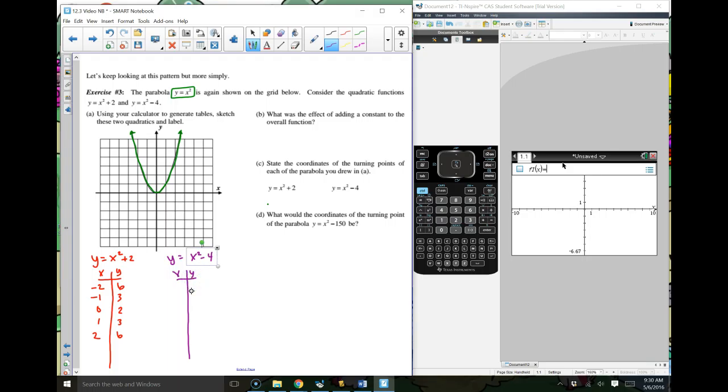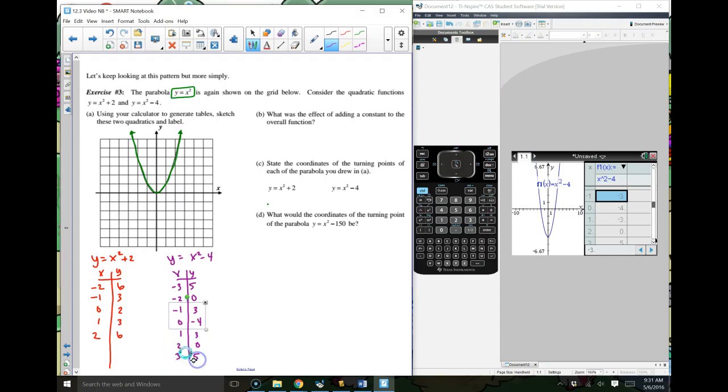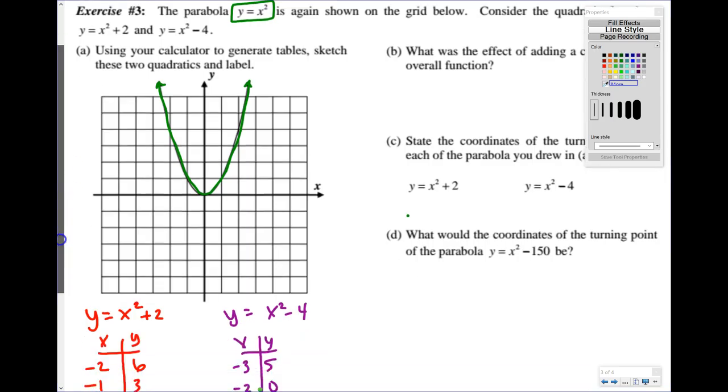So I'm going to plug that into my calculator. x squared minus 4, hit enter and get my table, hit Control T, and I'm going to find my points. My points start about at negative 3, 5. So I'll start with negative 3, 5; negative 2, 0; negative 1, negative 3; 0, negative 4; 1, negative 3; 2, 0; and 3, 5. Alright, so now I've made my tables on my calculator. I'm going to take these tables and plot them on my grid.